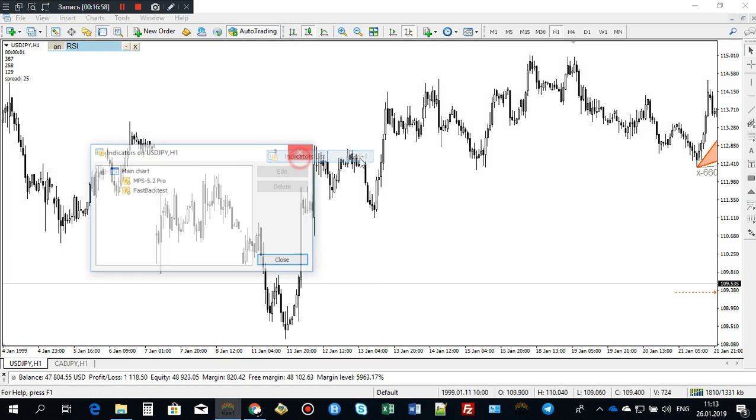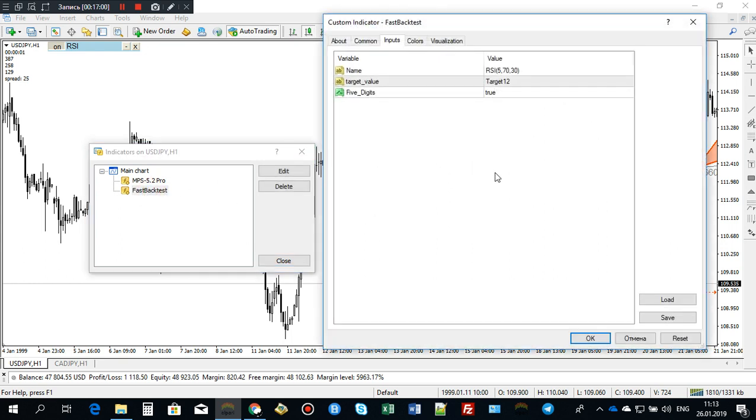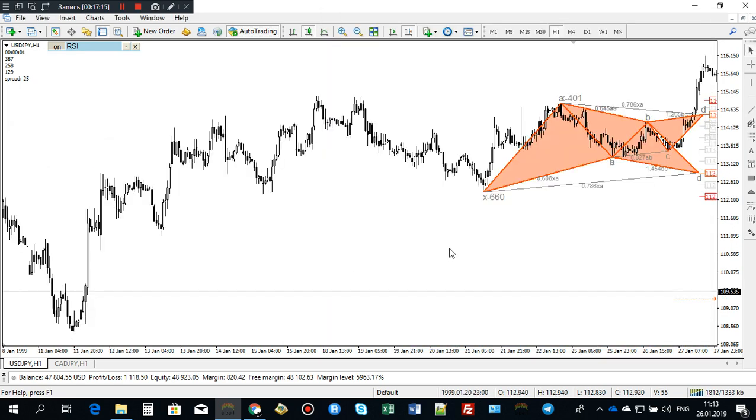Okay, the output file is generated by the fast backtest. It will write down everything into your Excel spreadsheet. Name your Excel spreadsheet. I am naming it RSI 57030 in order to quickly understand what the algorithm was. Change the target. Let's go to MPS first.